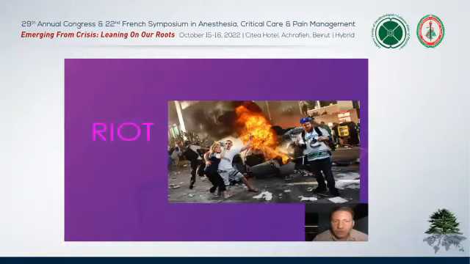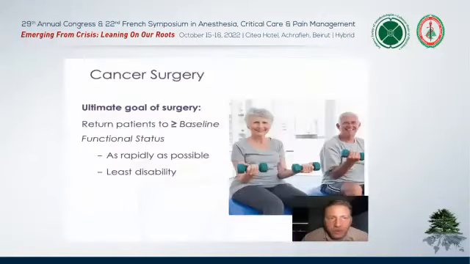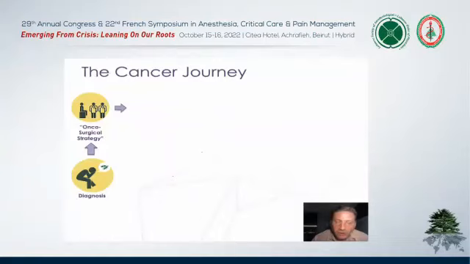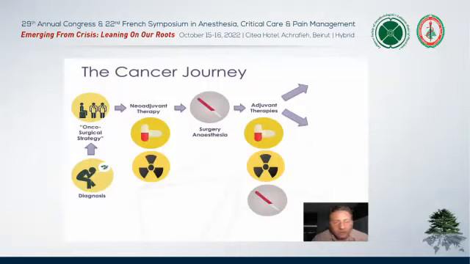So this is not the riot that we're going to talk about. We know that the ultimate goal of surgery is to return patients to at least their baseline functional status as soon as possible and with the least disability. Unfortunately, when patients get diagnosed with cancer, they'll see an oncologist and have an oncosurgical treatment strategy that might involve neoadjuvant therapies, surgery and anesthesia itself, then adjuvant therapies, including things like a second operation or radiotherapy and chemotherapy. And this can hopefully result in a remission, or it can result, unfortunately, in recurrence.